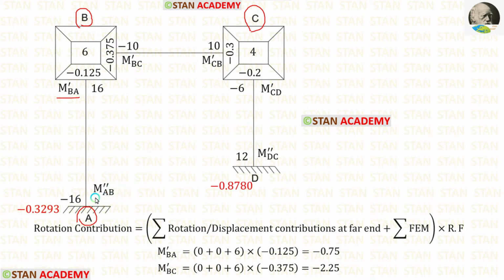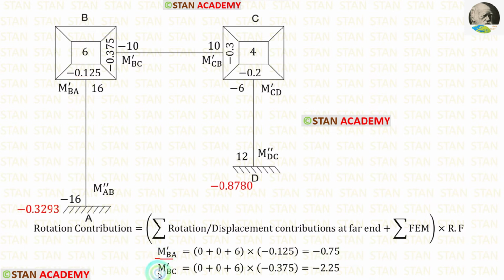At point A, initially the value of M'-AB will be 0. Also at point C, initially the value of M'-CB will be 0. So for the summation of rotation or displacement contributions at a far end, we have 0 plus 0. The summation of fixed end moments is 6. The rotation factor for BA is minus 0.125. Finally, for M'-BA, we are getting minus 0.75.